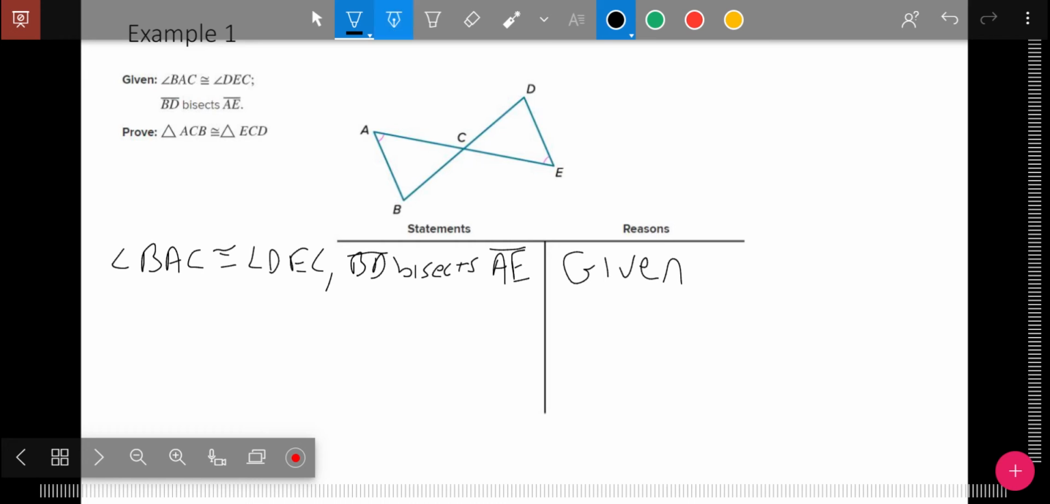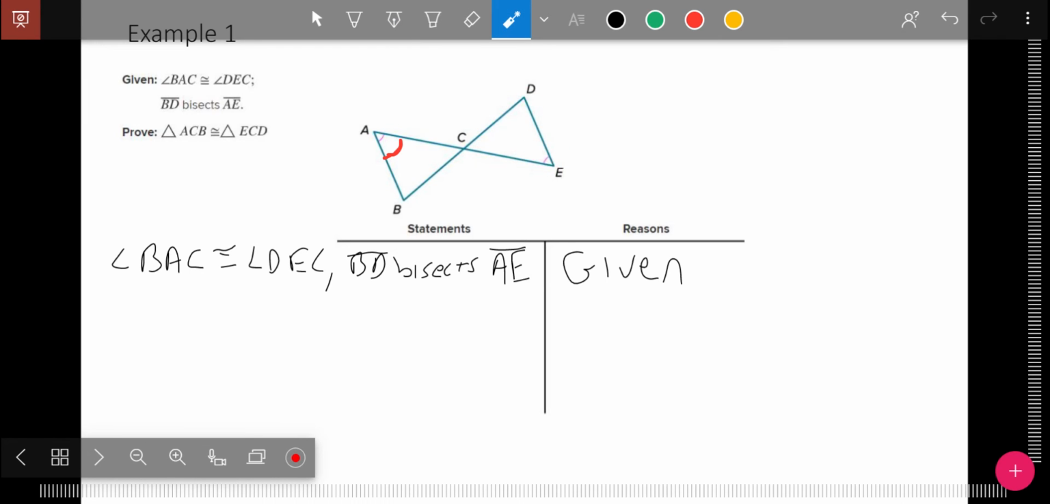And now, do you understand what the given says? And if so, mark it. So angle BAC is congruent to angle DEC. BAC is this angle up here. They already put a little mark there. I'm just going to draw it a little bit bigger and better. It's congruent to angle DEC.